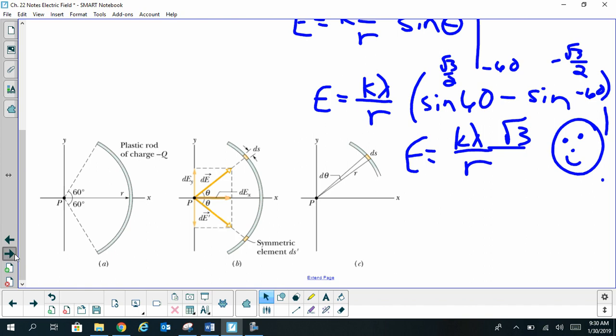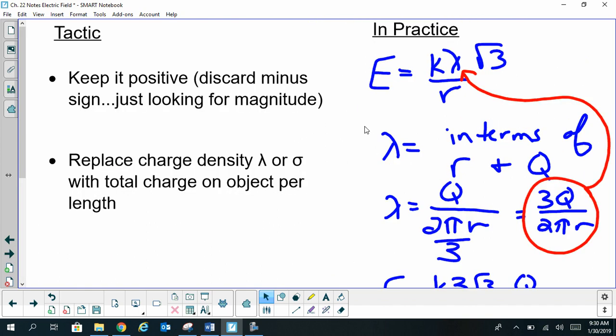Okay, so here's our next tactic. Our next tactic is we want to keep it positive. We're going to discard the minus sign. We're just looking for magnitude. Your picture draws your sign. In this case, we didn't have a negative, so we didn't need to worry about it, right? Okay. And so we, again, want to rewrite our electric field in terms of Q and not lambda.